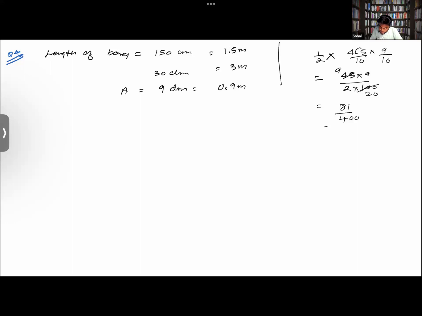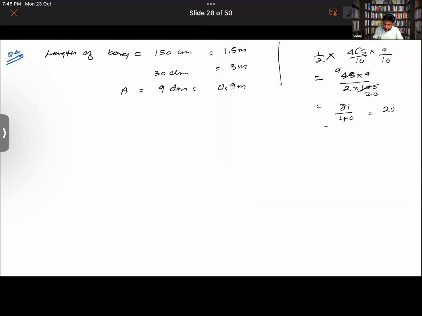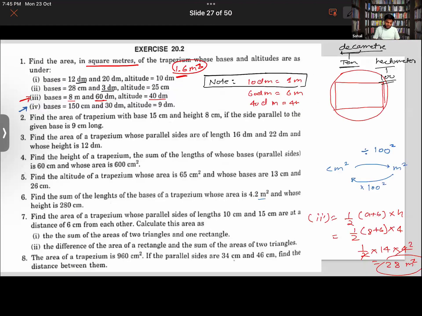Give me a moment. It's 40, I wrote 400 by mistake. Right. It's 40 actually. So that is 20 and then 0.025. Okay. That is correct. Now look for the other questions. Question number 2, question number 3, 4, 5. These questions are very easy.